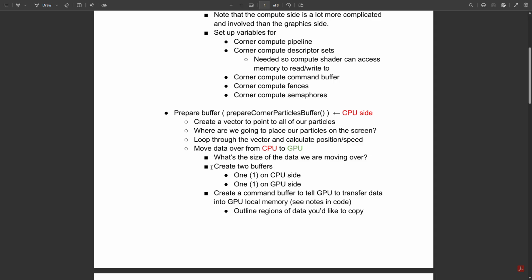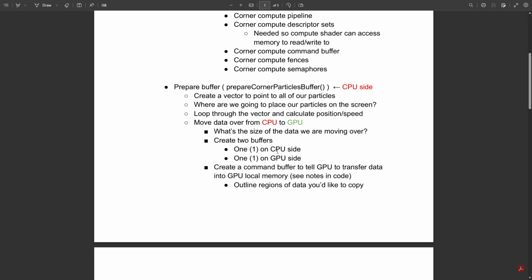That's pretty straightforward. Create two buffers, one on CPU side and one on GPU side, right? So, similar to my previous videos, we're basically having a staging buffer situation where we're moving data over from the CPU to the GPU. Create a command buffer to tell GPU to transfer data into GPU local memory. See notes in code. We'll get into that in a second.